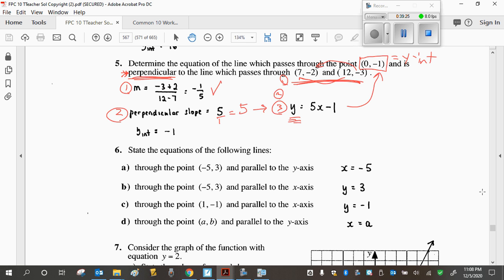I'm just going to leave the screen right here. Number 6. Parallel to the y-axis means x equals. Parallel to the x-axis means y equals. What does x equal? X equals the x. What does y equal? Y equals the y.